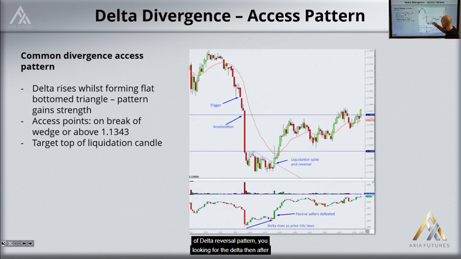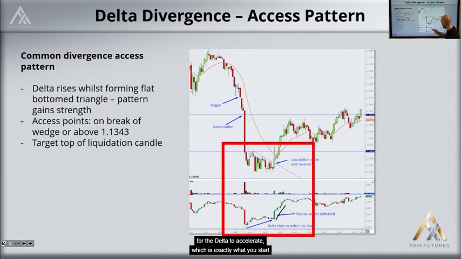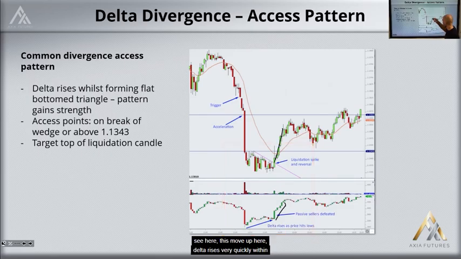You're looking for the delta after the build up within the pattern. Once it breaks, you're looking for the delta to accelerate, which is exactly what you start to see here. This move up here, delta rises very quickly within it. That's your indication that the move is very much on, but you could well be in this way before. You want to be in somewhere in this range here, stop below the low, looking for the full reversal of that trade. So it's all about access. The delta gives you the clue. The delta says, yes, this is on. You've then got to find the way to get into the trade. And of course, no two trades are the same.